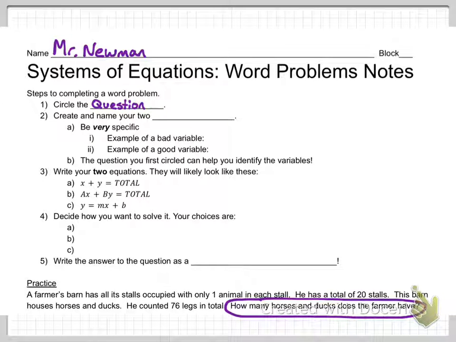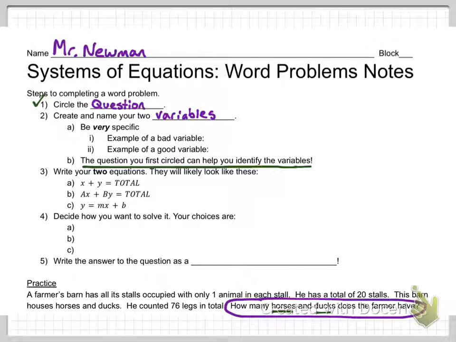Part 2 is create and name your 2 variables. The variables are always involved or connected to the question. So that's why you always want to circle the question first to identify your variables. There are things you don't know that you want to know and or need to know, and they're going to help us set up the equations that we'll solve to answer the question. Notice it asks for how many horses and ducks. So our 2 variables are going to involve horses and ducks.